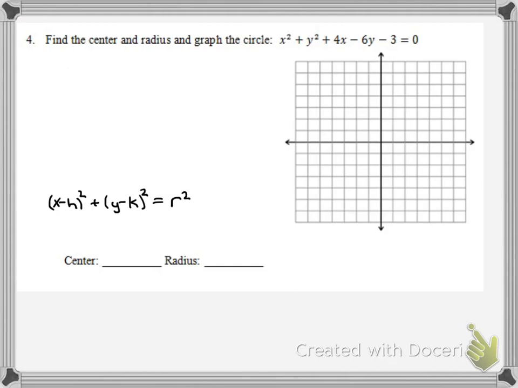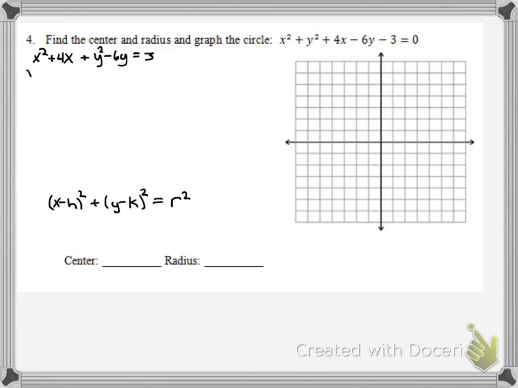Well, what we need to do is start by grouping the x's and y's together. So I'm first of all going to write this as x squared plus 4x. Then I'm going to put the y squared minus 6y. And then I'm going to add 3 to both sides. And so that negative 3, when we move it over, becomes a positive 3.